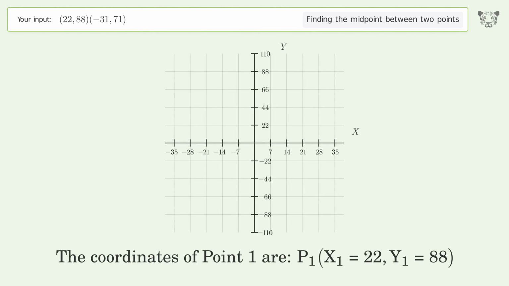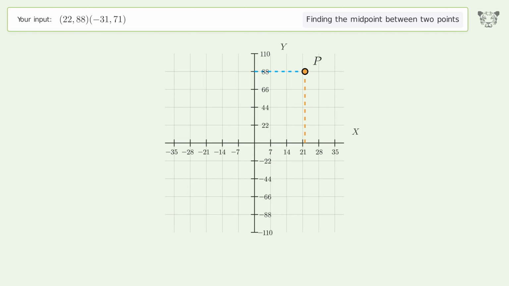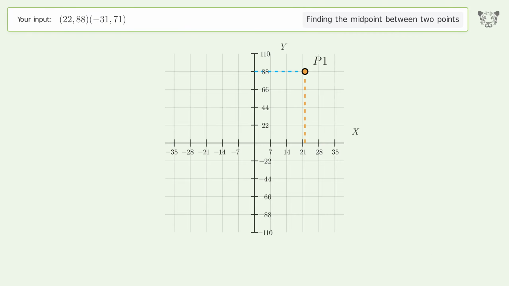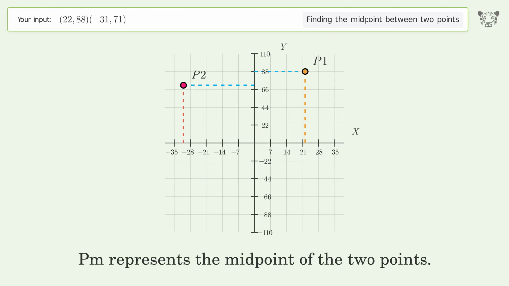The coordinates of point 1 are, x1 equals 22, y1 equals 88. The coordinates of point 2 are, x2 equals negative 31, y2 equals 71. PM represents the midpoint of the 2 points.